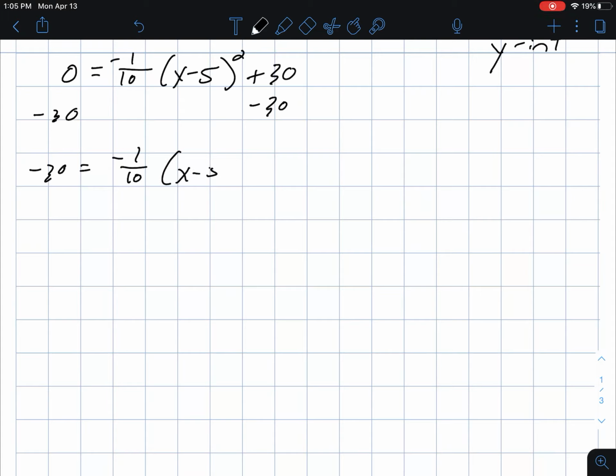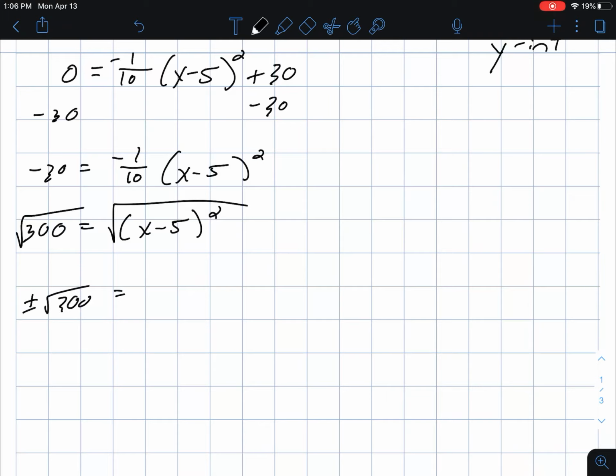And then we're going to want to multiply both sides by a negative 10, which is going to give us now a positive 300 over there. That clears the negative 1/10 and just gets me x minus 5 squared. And here's what I was talking about, where we're basically already completing the square because we had that in vertex form. Take the square root on both sides. That's plus or minus the square root of 300, x minus 5, and then add 5 to both sides.